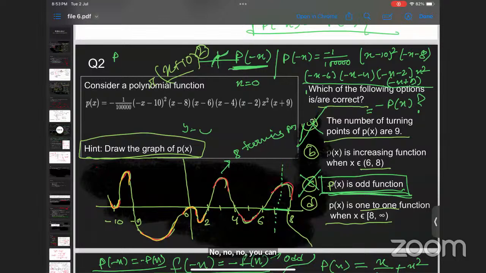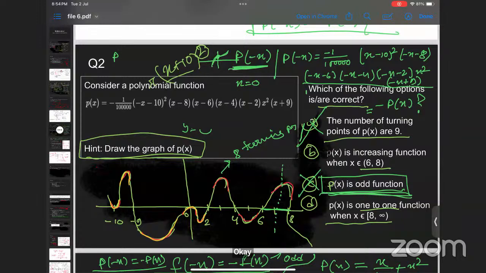The basic idea of odd and even functions is to check the symmetry of the graph. If a function is odd, it will be symmetric about the origin. If it is even, it will be symmetric about the y-axis. So you cannot relate the odd and even function concept with this turning point and all, Elango, that's a wrong concept. We need to check this.